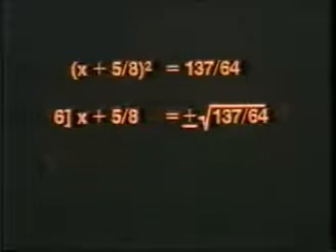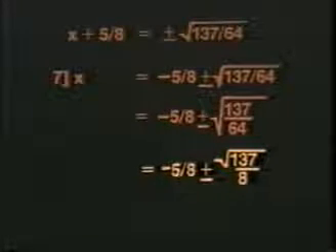Step 6. Take square roots on both sides. And finally, step 7, get x alone on the left and simplify on the right as far as you can. And that's it.